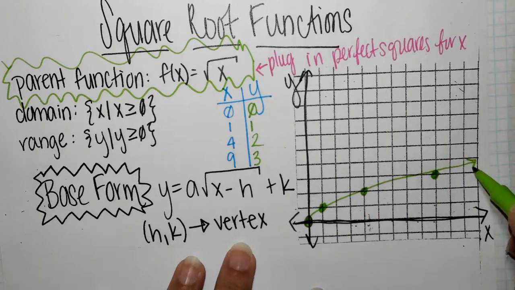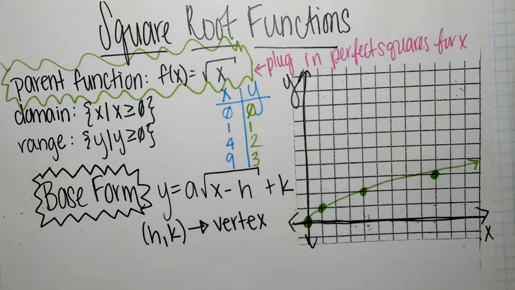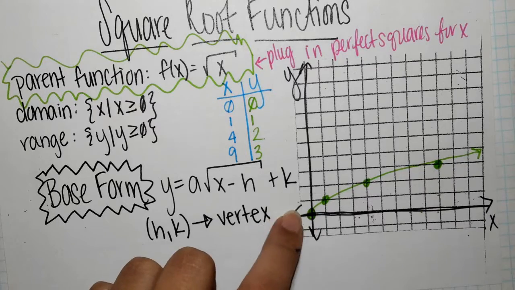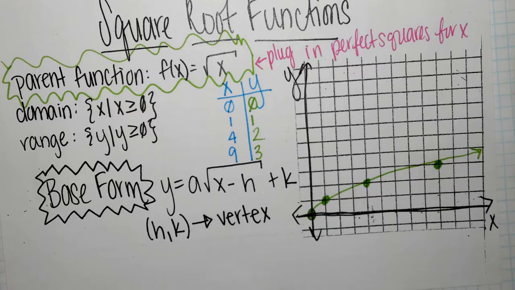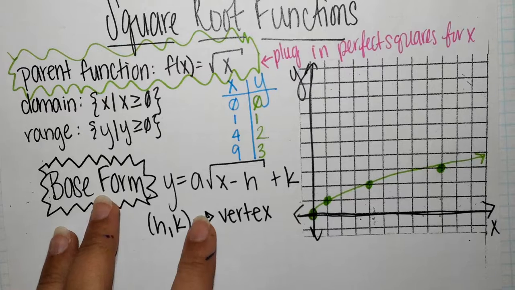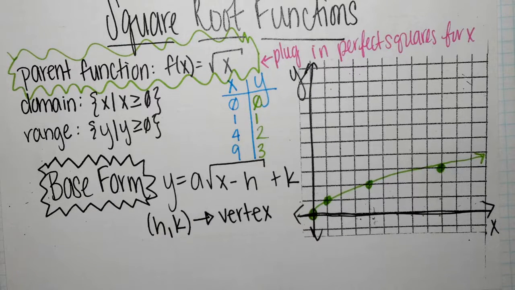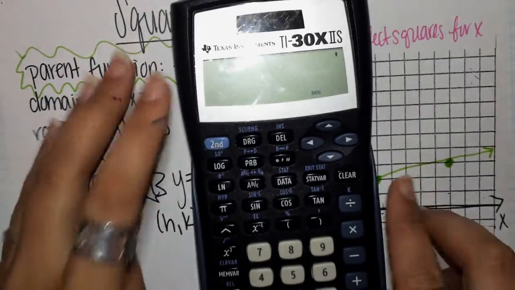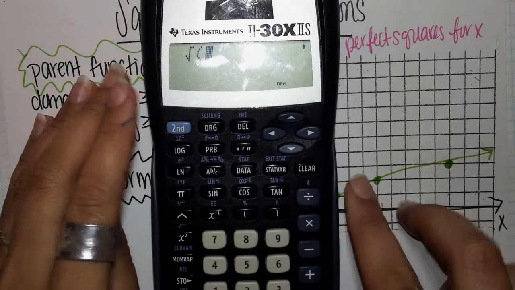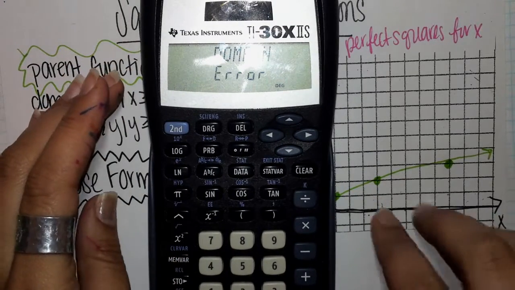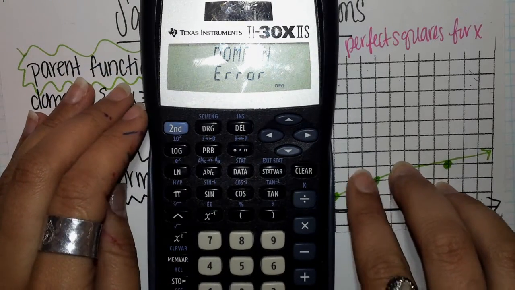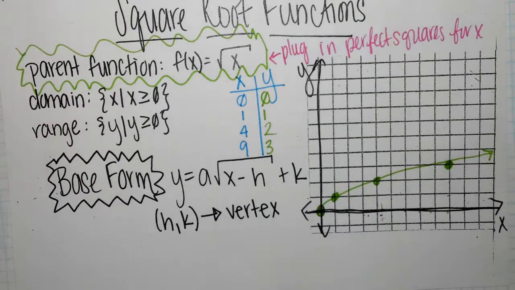Now, can we ever plug in negative values into a square root? Let me rephrase that. Can we take the square root of a negative number? No. So it will not go to the left unless we manipulate it. What happens if you do plug in? It's imaginary. It doesn't work. Let me show you what it looks like on the calculator. If I take the square root of negative 4, domain error, which means it can't work.